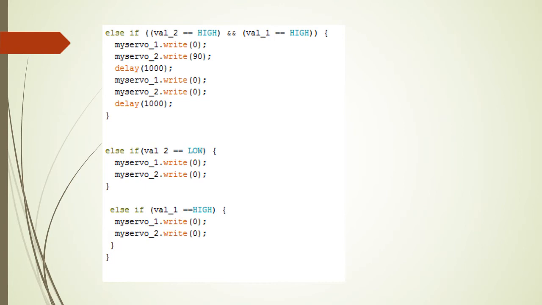And the last one, else if valve 1 is equal to high, which means the limit switch is not pressed, servo 2 and servo 1 remain at 0 degree position. As you can see, the other conditions use else if, but the first condition uses if, which means this project will give priority to the first condition, which is valve 1 is equal to low. So when valve 2 is equal to high and valve 1 is equal to low, it will only follow the first condition, which is valve 1 is equal to low, and thus only servo 1 will be moved.